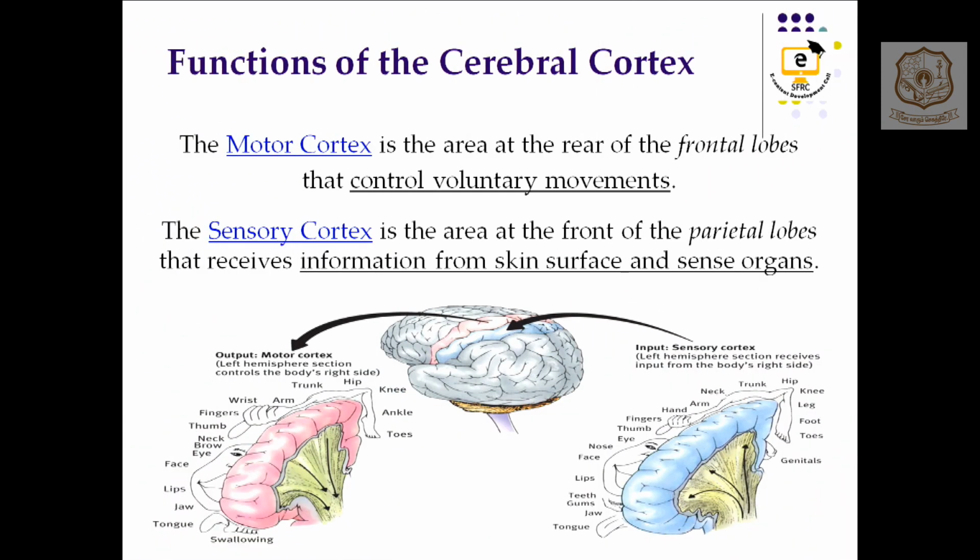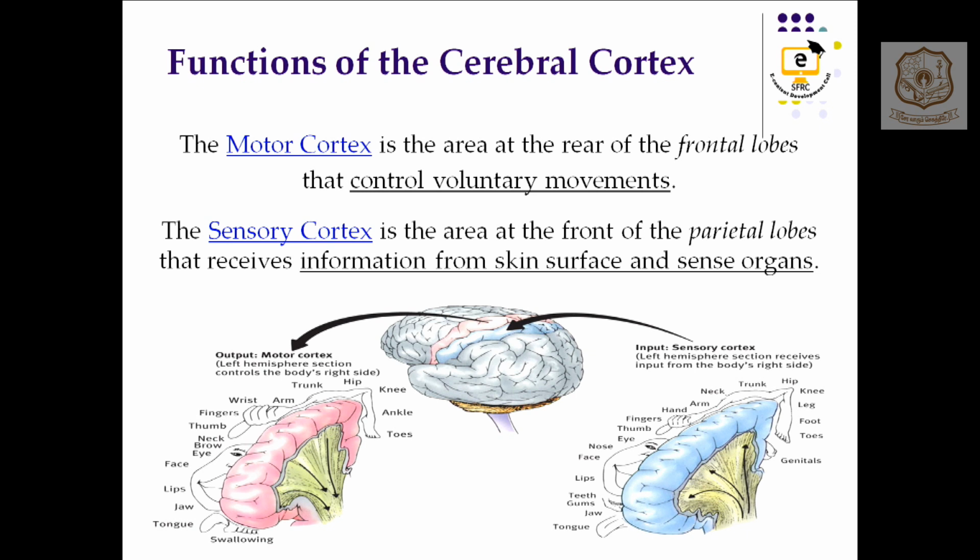Okay, so looking at the functions of the cerebral cortex. Starting with the motor cortex: the motor cortex is the area of the frontal lobes that controls voluntary movements. Like if you want to walk, or if you want to grab your glass of water, you use your muscles to grab it. Your voluntary movements are controlled by your motor cortex.